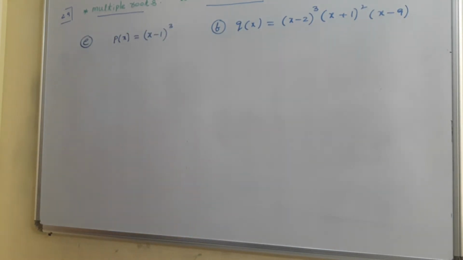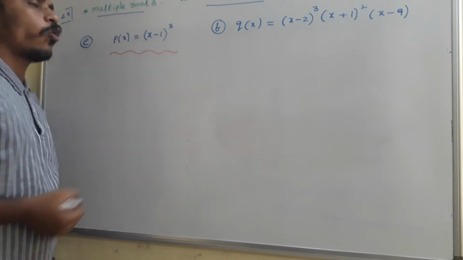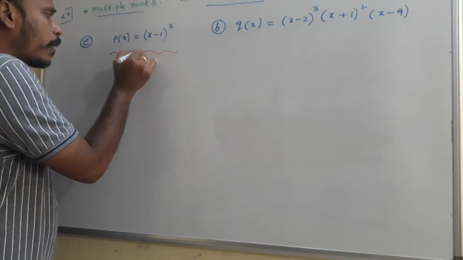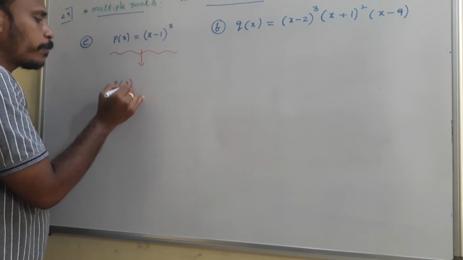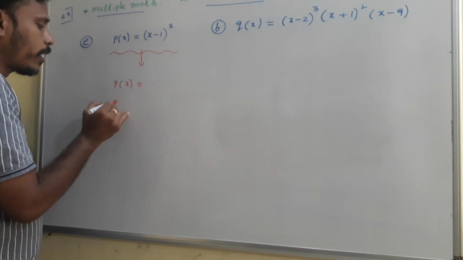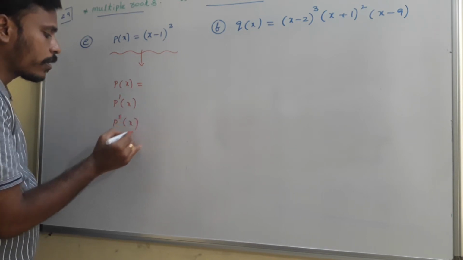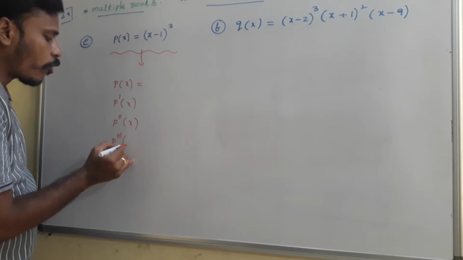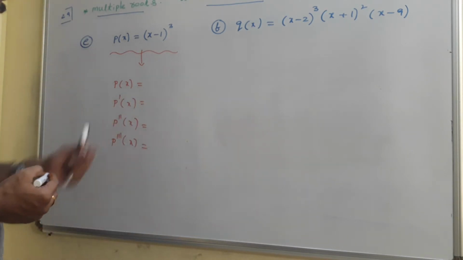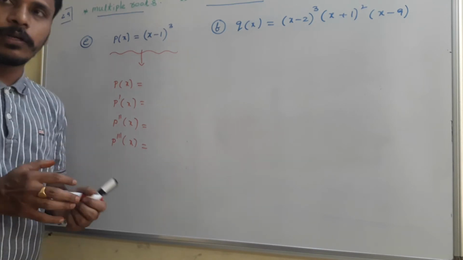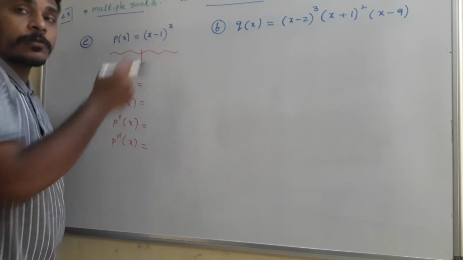Just look here, some more examples. Here again p of x is a polynomial, x minus 1 whole cube. Just observe its derivatives. What is p of x, what is p dash of x, what is p double dash of x, and what is p triple dash of x? Like that we need to continue. Okay, x minus 1 whole cube is a somewhat simple polynomial to find the derivative of. See, p of x is x minus 1 whole cube.